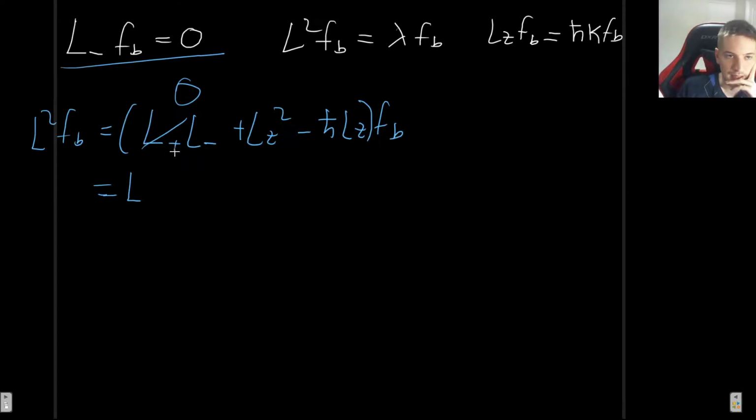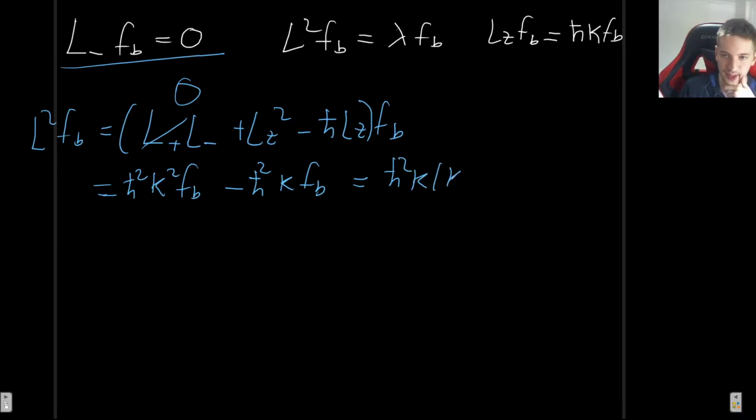Okay, so we get that, then we have Lz² acting on this Fb, and that is just going to be this squared. So similarly as before, it's going to give us ħ²k², because we're applying this twice onto this Fb. And now we have minus ħ, and what is this Lz acting on this? It's just ħk, so we get ħ²k Fb. So if we factor here our terms, we get ħ²k(k-1) Fb.